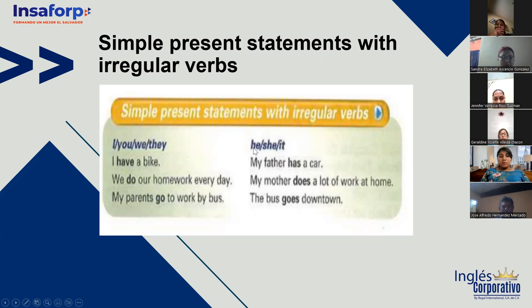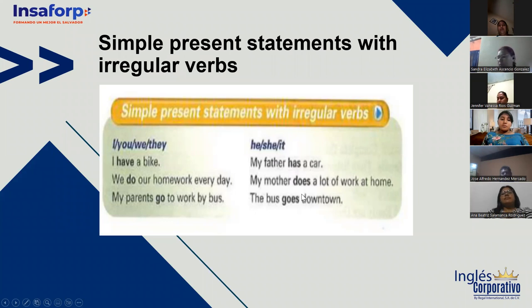Con estos tres pronouns, siempre va a ser diferente, ok, con estos verbos irregulares en simple present. Siempre va a cambiar el verbo. Los verbos regulares solo le agregamos ese, pero el irregular cambia, ¿ok? My father has a car, ¿ok? We do our homework every day, ¿ok?